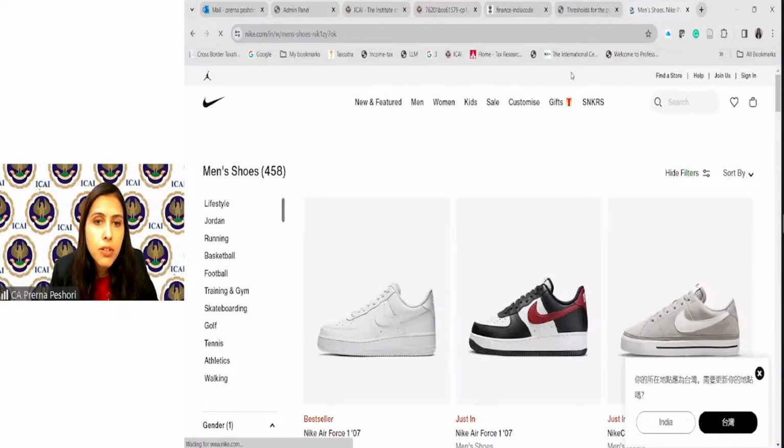Why is it an e-commerce operator? Because this Nike is, let's say, a non-resident. We do not know if this is a resident entity. It's .com, it's not .in. So this is a non-resident e-commerce operator who is owning the digital or electronic facility or platform for online sale of goods. I can buy the goods through this, so this is making the sale of the goods. Therefore, this is the e-commerce operator.